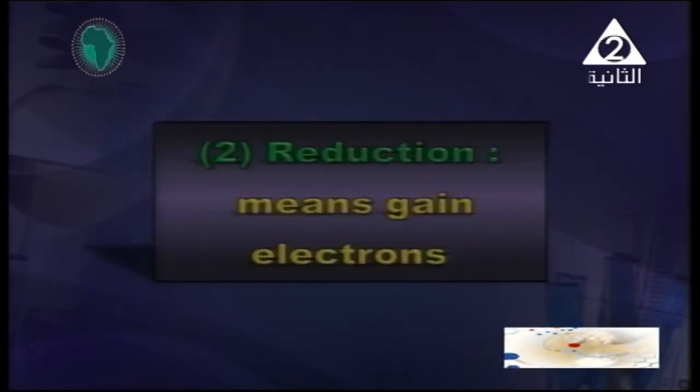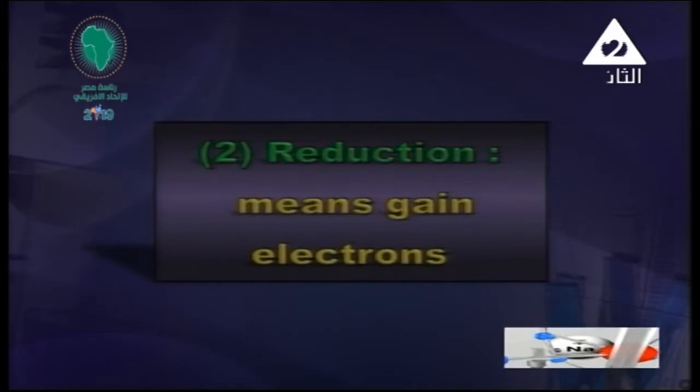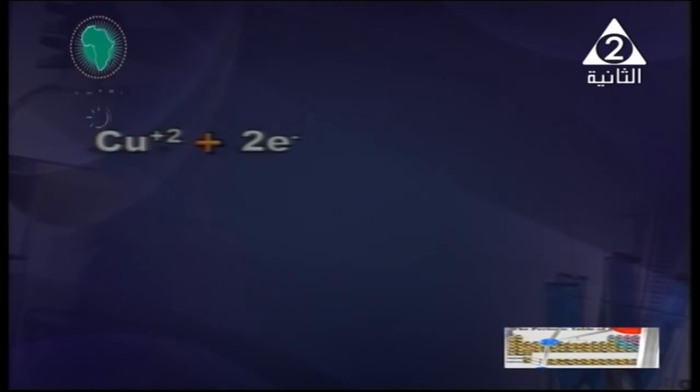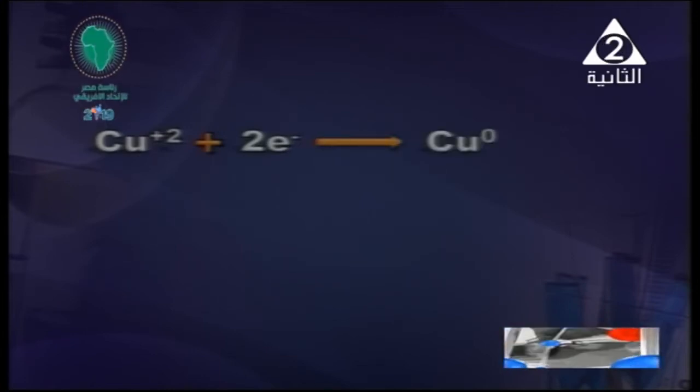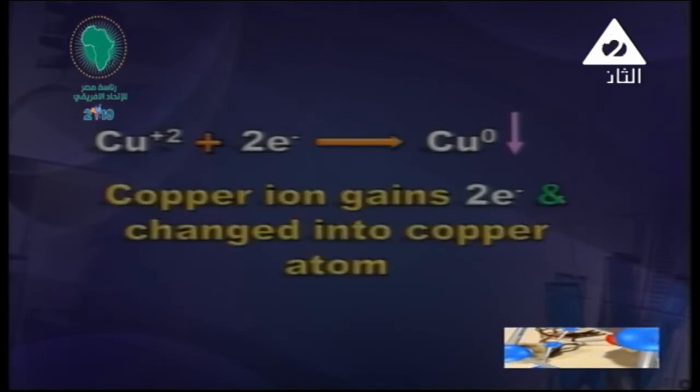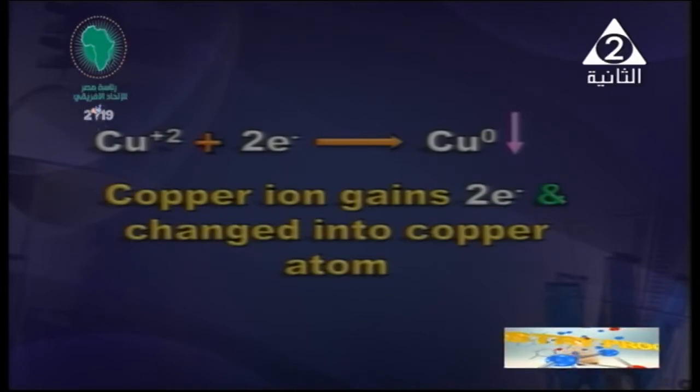Reduction. What is meant by reduction? Reduction means gaining electrons, such as Cu2+ plus 2 electrons changing into Cu0 precipitated. This process is called reduction because copper ions accept 2 electrons during this reaction. Copper ion gains 2 electrons and changes into copper atom.